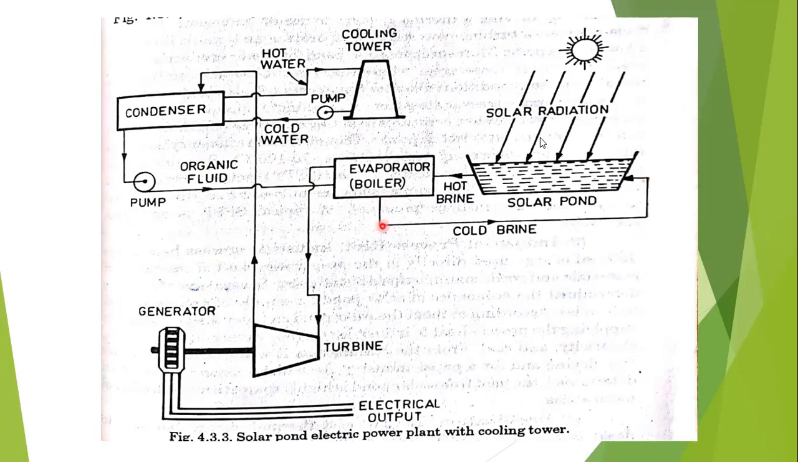This cool water again enters the solar pond. From the evaporator boiler, some water enters the cold brine, and from the cold brine it enters the solar pond, and the remainder forms vapor and again moves the turbine, and we get electricity. This is the cyclic process. So a 2000 square meter solar pond equipped with a 20 kilowatt engine has been constructed in Australia using this Rankine cycle.